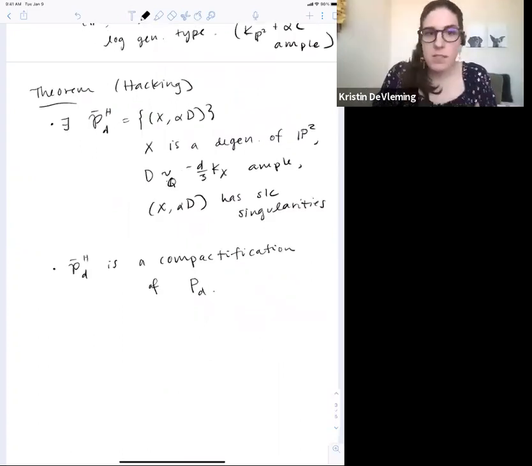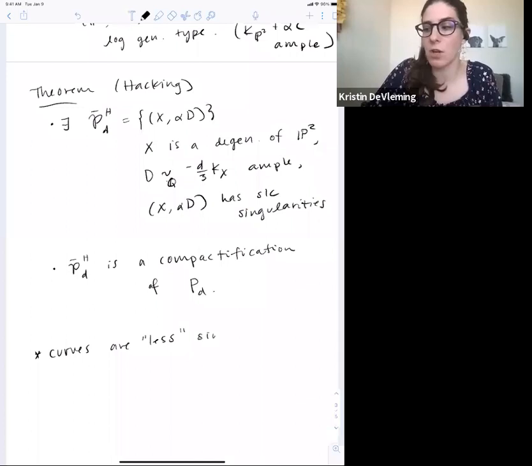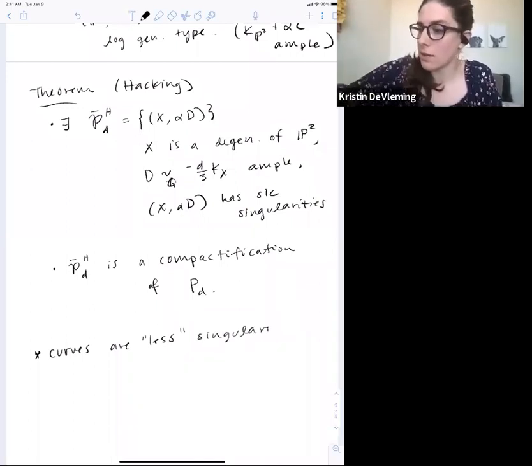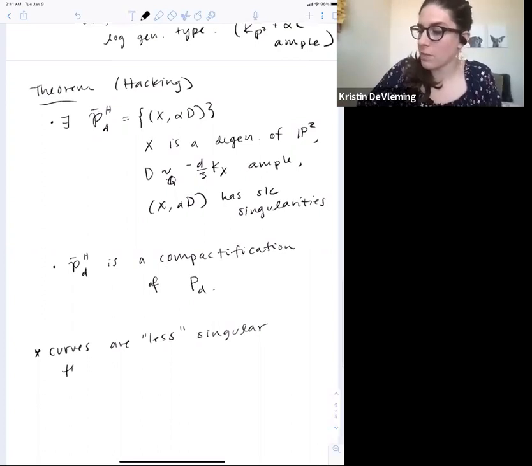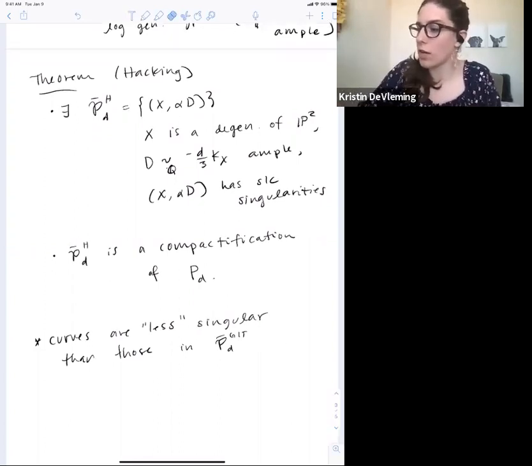What's nice about this moduli space, maybe the observation to make here, is that we have a condition on the singularities: the pair has nice singularities. So the curves here are somehow less singular. The GIT moduli space had no condition on the singularities. Less singular overall than those being parameterized by the GIT moduli space, but they no longer admit an embedding into P2.